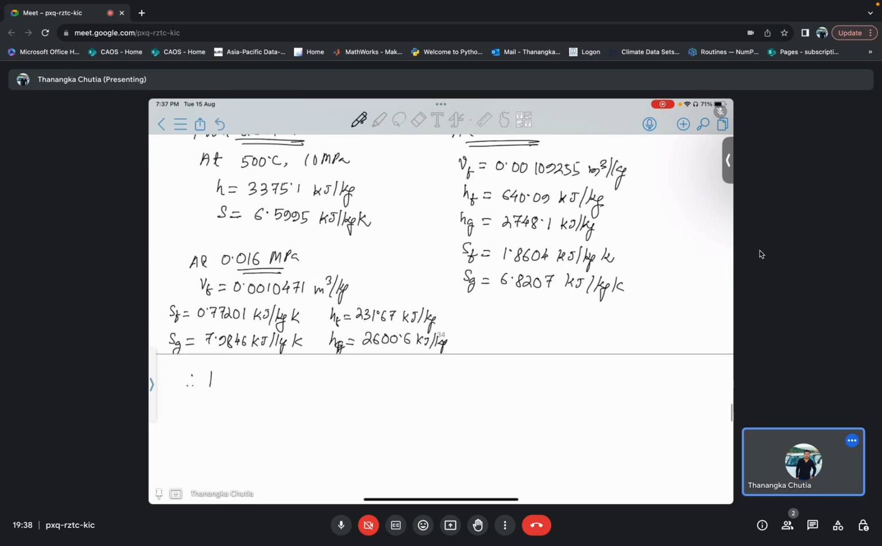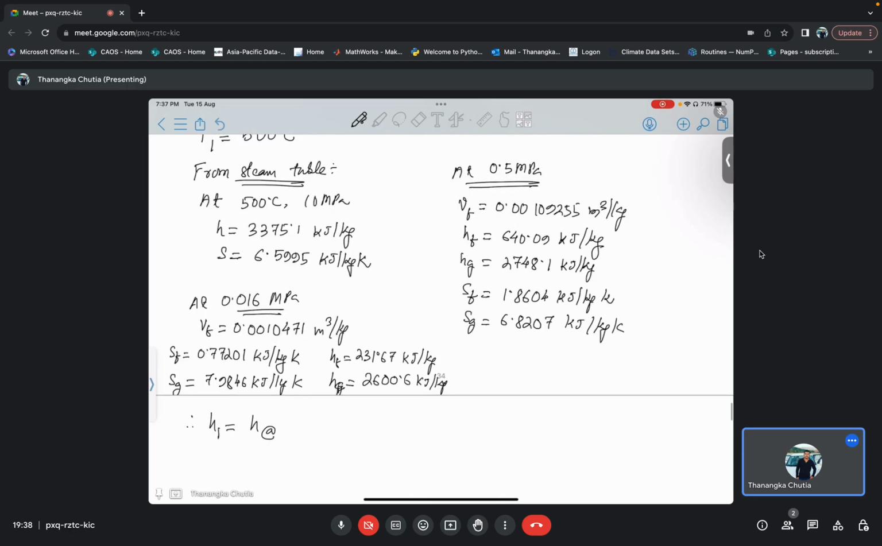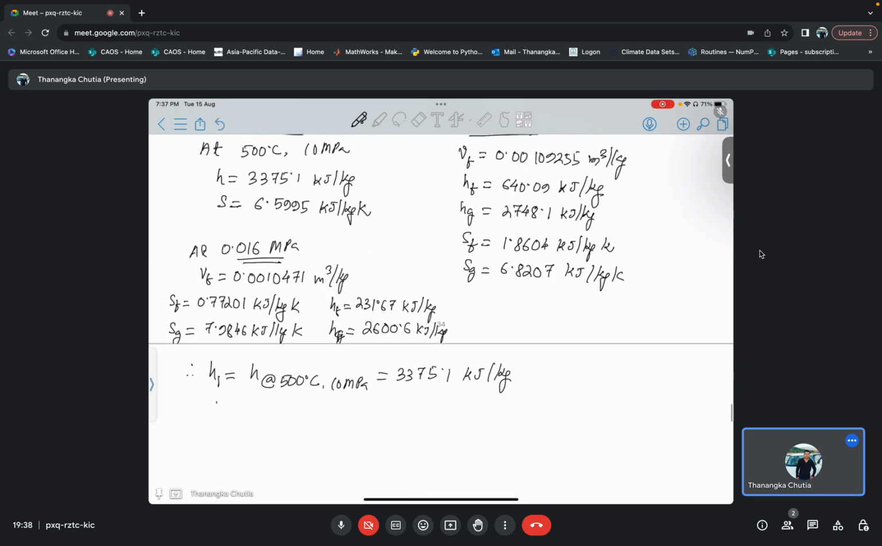So therefore H1 is equal to H at 500 degrees Celsius and 10 megapascal, that is nothing but 3375.1 kilojoule per kg, and S1 is S at 500 degrees Celsius and 10 megapascal, and that is equal to 6.5995 kilojoule per kg Kelvin.